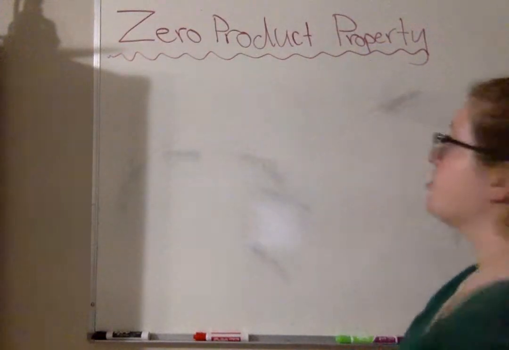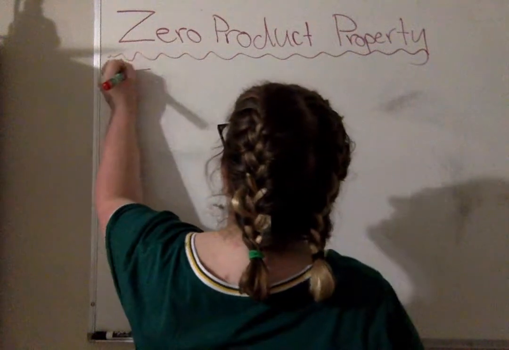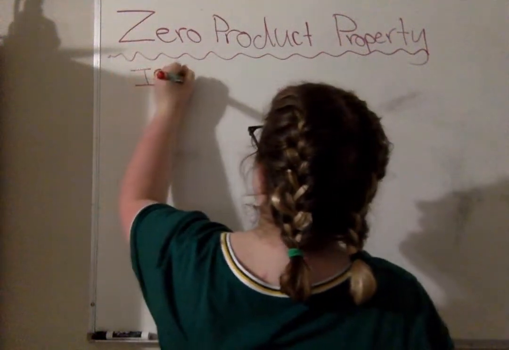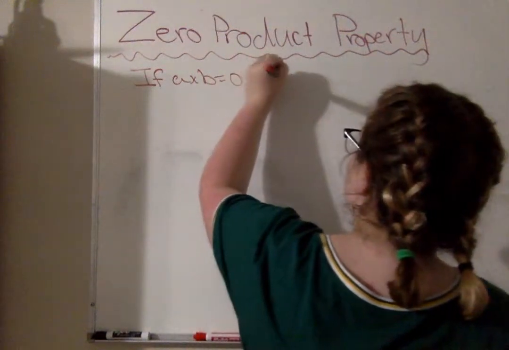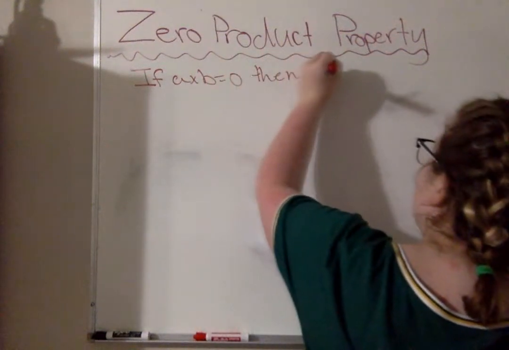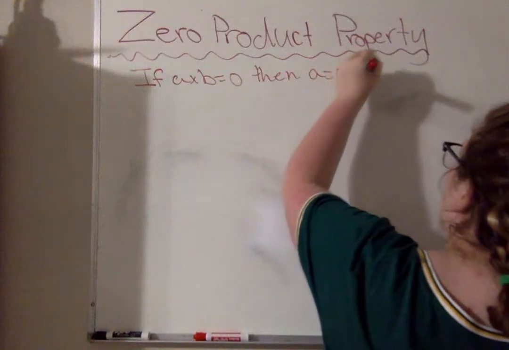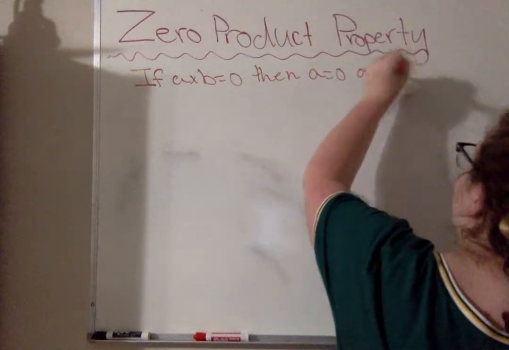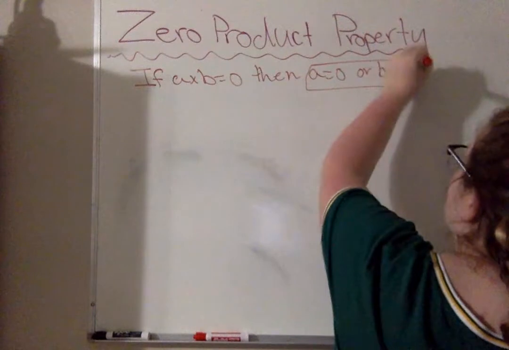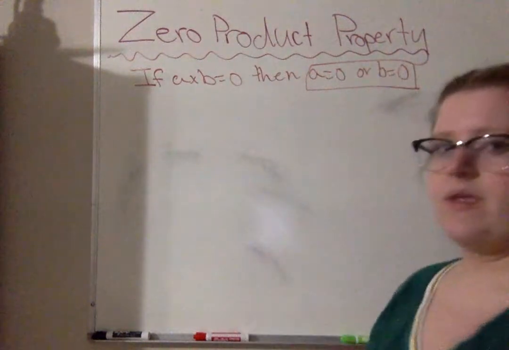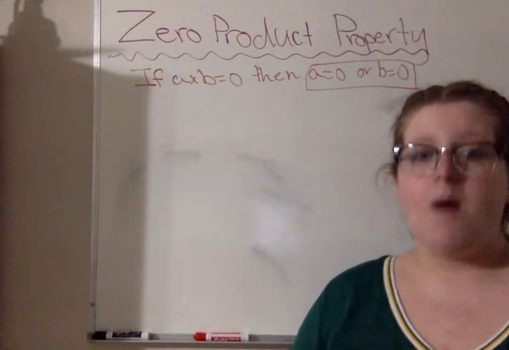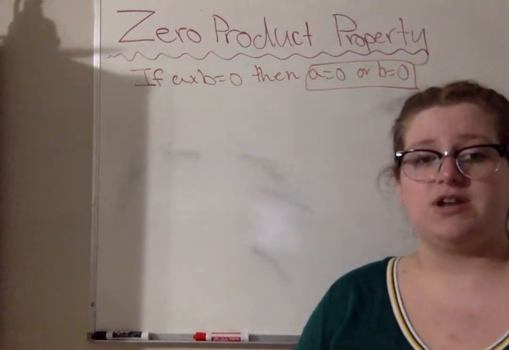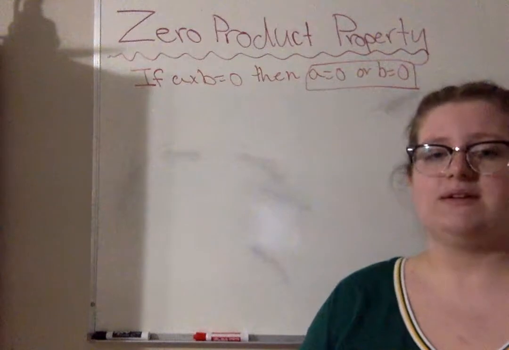So, to start us off, you need to know that if A times B equals 0, then A equals 0 or B equals 0, or both. They could both end up equaling 0. Now right now, this might seem very confusing, but once we work through the equation, it should all make sense.